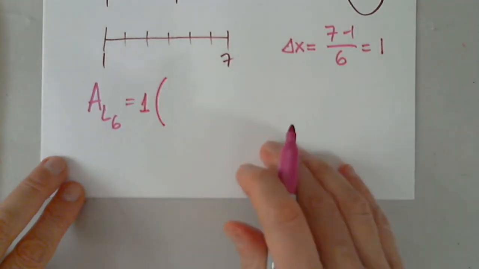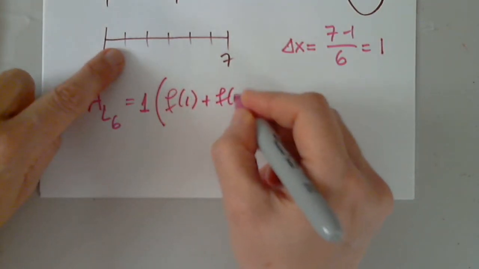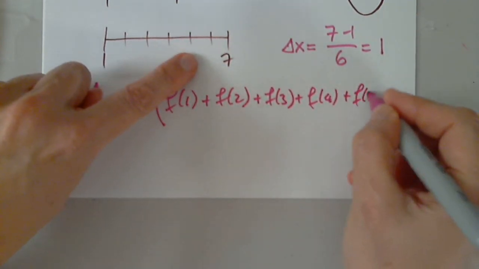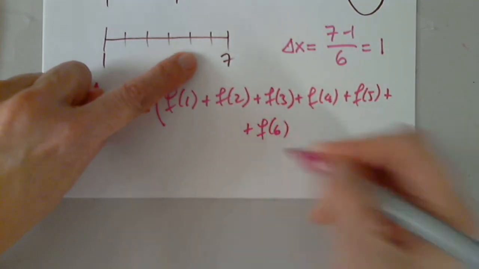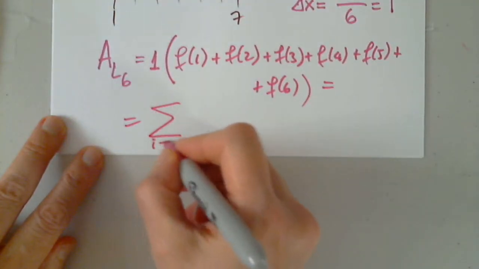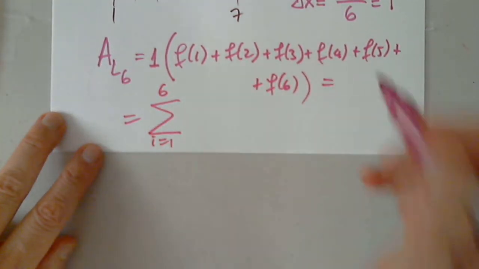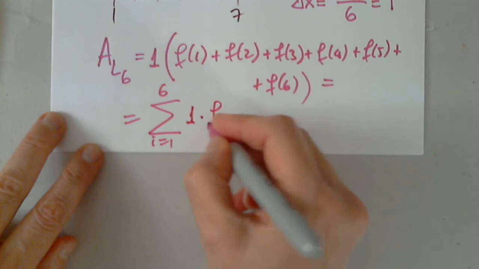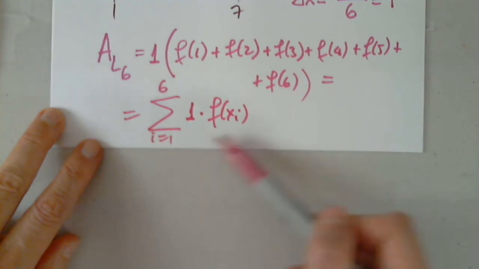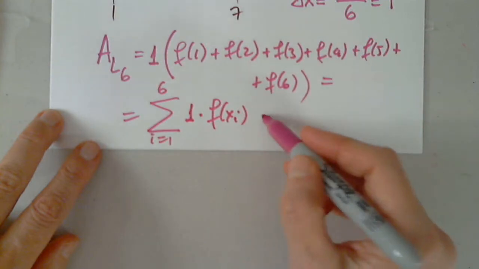And then in parentheses, because I'm using the leftmost point, I will have f of 1 plus f of 2 plus f of 3 plus f of 4 plus f of 5 and plus f of 6. In other words, this is the sum from i equals 1 through 6, because I have 6 subintervals, of delta x, which is 1, times f of x_i. When i is 1, I have f of 1. When i is 2, I have f of 2. When i is 3, I have f of 3, dot, dot, dot, till f of 6.